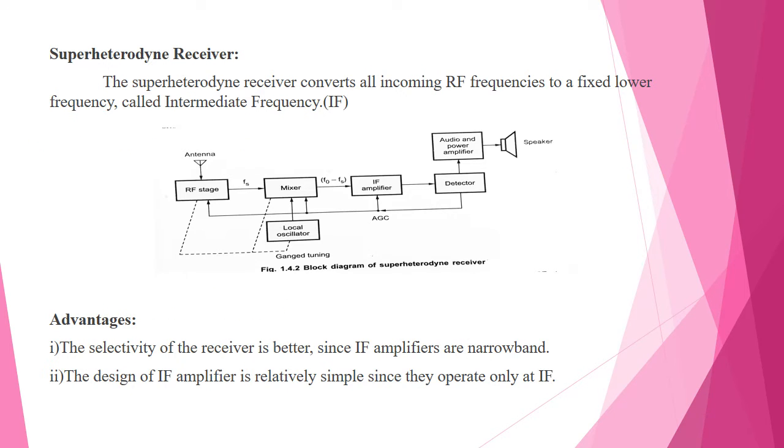Next we are going to see about the super heterodyne receiver. The super heterodyne receiver converts all the incoming radio frequencies to a fixed lower frequency called the intermediate frequency. This intermediate frequency is then amplified and detected to get the original signal. So this block diagram shows the super heterodyne receiver.